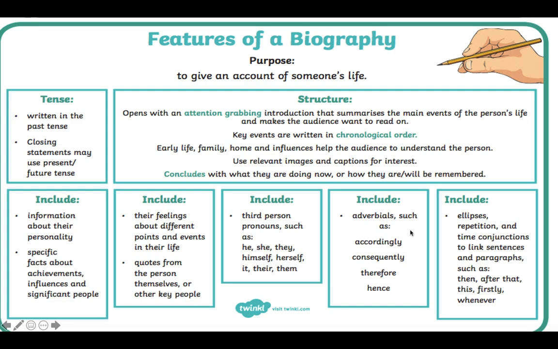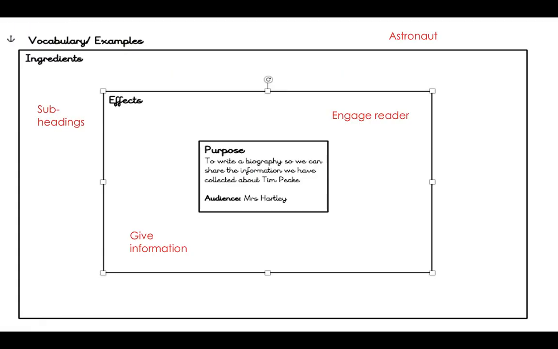We might use time conjunctions. We might use fronted adverbials to help us order our writing. For example, firstly, after that, or therefore, or consequently. And again, we would write in chronological order, and we would try and get our information as interesting for the reader as we possibly can. Once we're happy with that, we're going to think about planning our own biography.